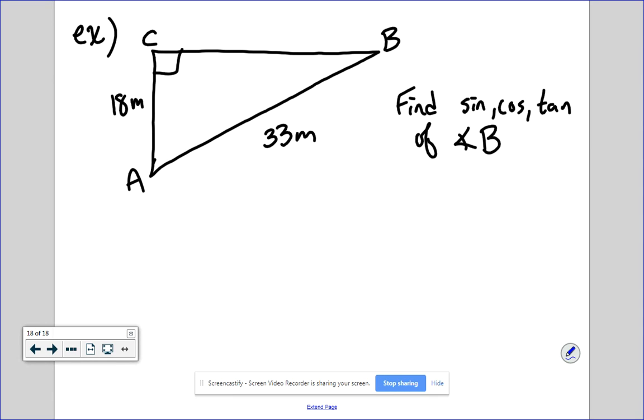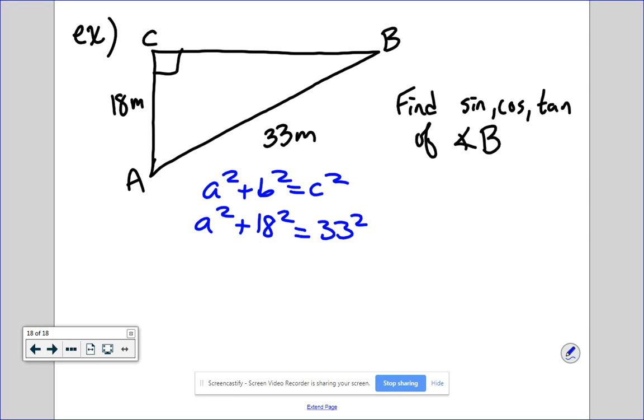So, if we start this, I want to do A squared plus B squared equals C squared. Do I know what side A is? No. Do I know B? What is it? 18. Do I know C? Yes. 33. Okay, if you don't know two sides, you're in trouble and you can't really do much with it. So now, if I square these, I get A squared plus 324 equals 1,089.